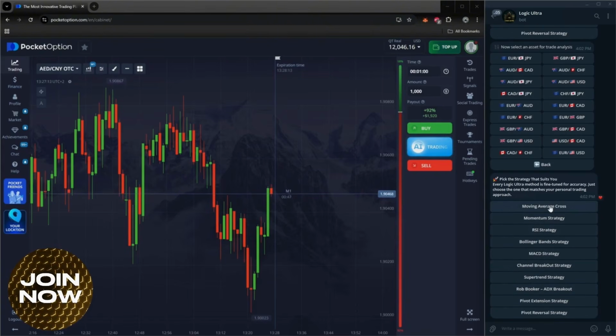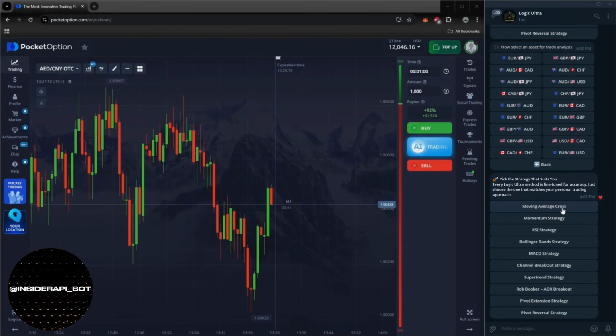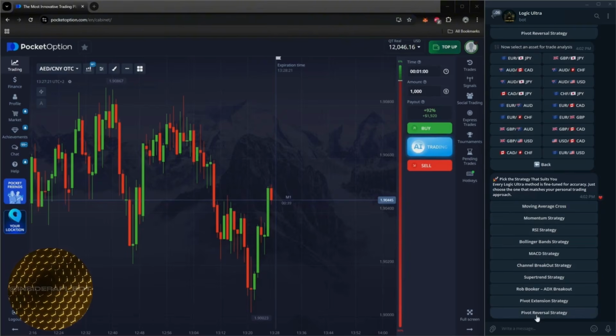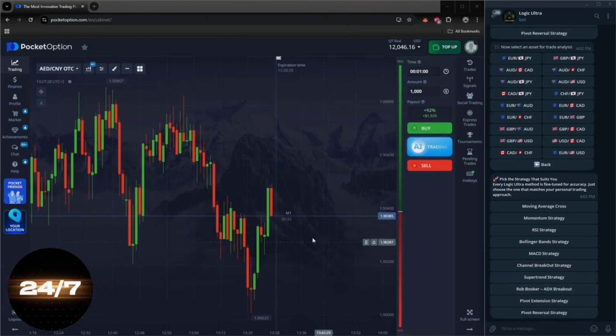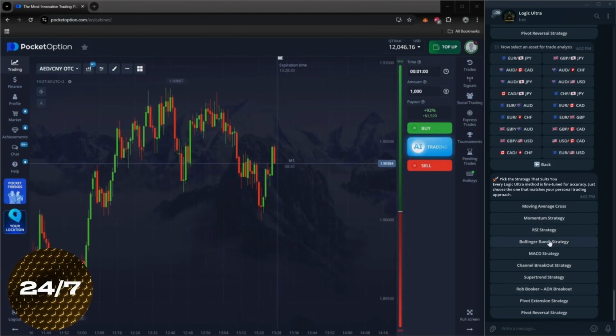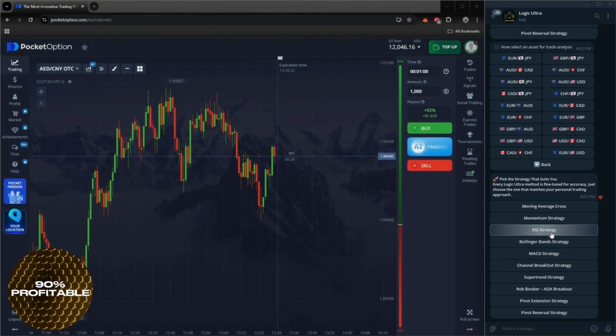So you have strategies of different difficulty. You have completely beginner-friendly strategies like moving average cross, and of course you have more difficult ones like pivot reversal strategy, pivot extension strategies, and professional trader strategies like Rogue Booker's EBX breakout. So whatever you choose to trade with, you can select it. For now, let's start easy. Let's go for RSI strategy.